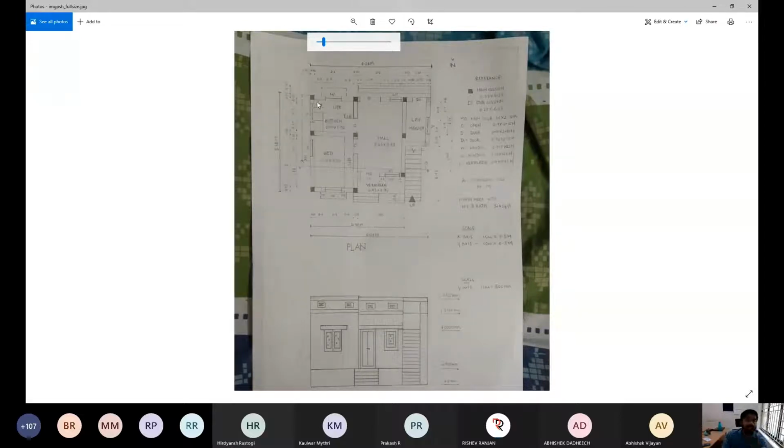Here, one thing I want to add is about sunshades, especially window sunshades. Sunshades are always represented in dotted lines only. That is one thing you need to remember.